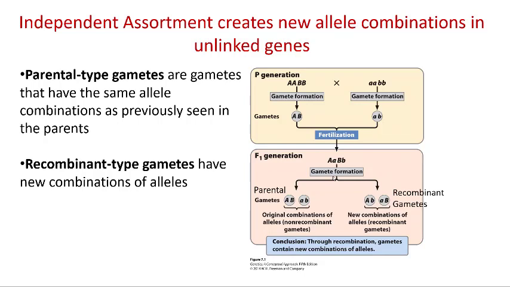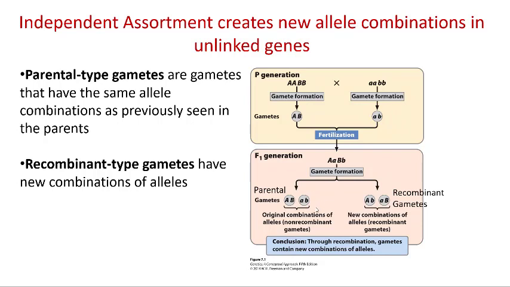One of them has big A and big B, the other has little a and little b. When this individual forms gametes, we're going to call the types of gametes that had the same allele combinations back in the parent generation parental type gametes. So big A together with big B is one parental type, and little a together with little b is another parental type.